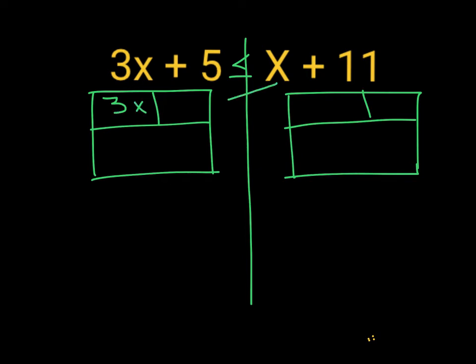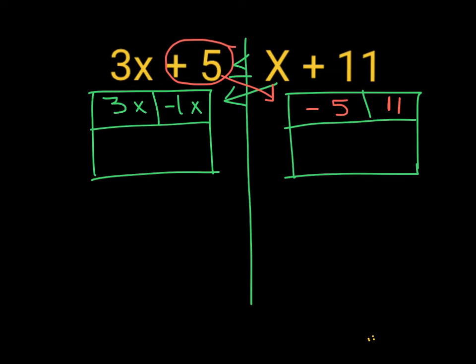This x on the right is the same as a 1x, so when we bring it across, that's like a minus or a negative 1x. On the right side, we have a positive 11 already there. Just bring it down. And we need to drag over that 5 across the equal sign, so we would change signs from a plus to a negative because we're bringing it across that line.